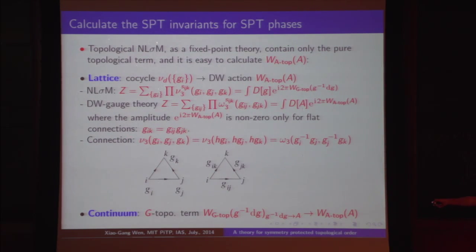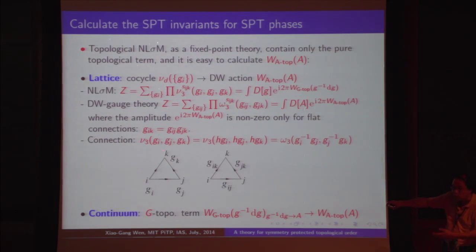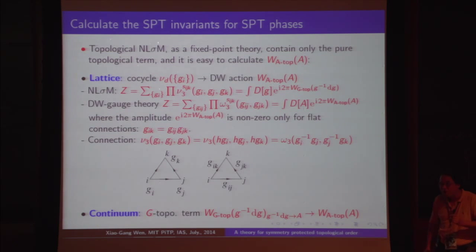If you do this discrete lattice construction using this kind of cocycle, you can do it. However, with one extra thing: this function cannot be a continuous function of those variables. If you define the cocycle to be a continuous function of a group element, you cannot get it. So for a continuous group to have those non-trivial results, this cocycle can be non-continuous.